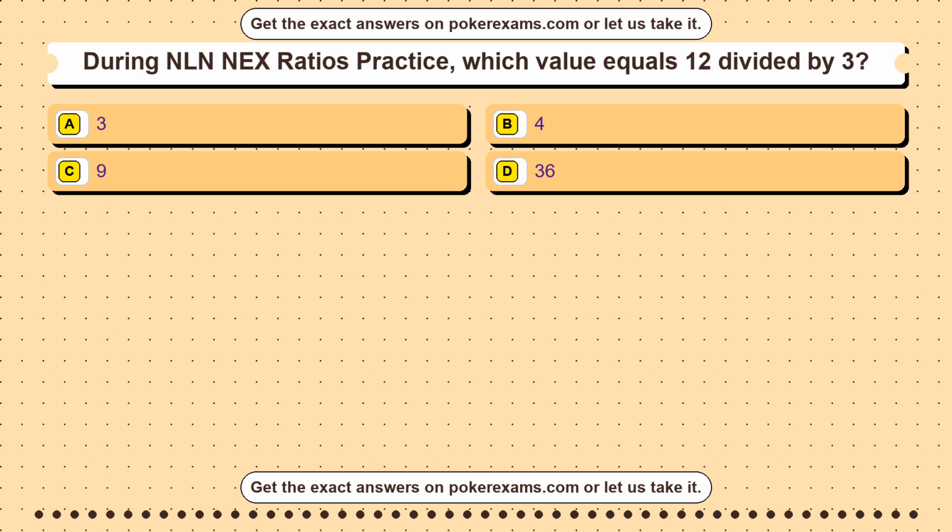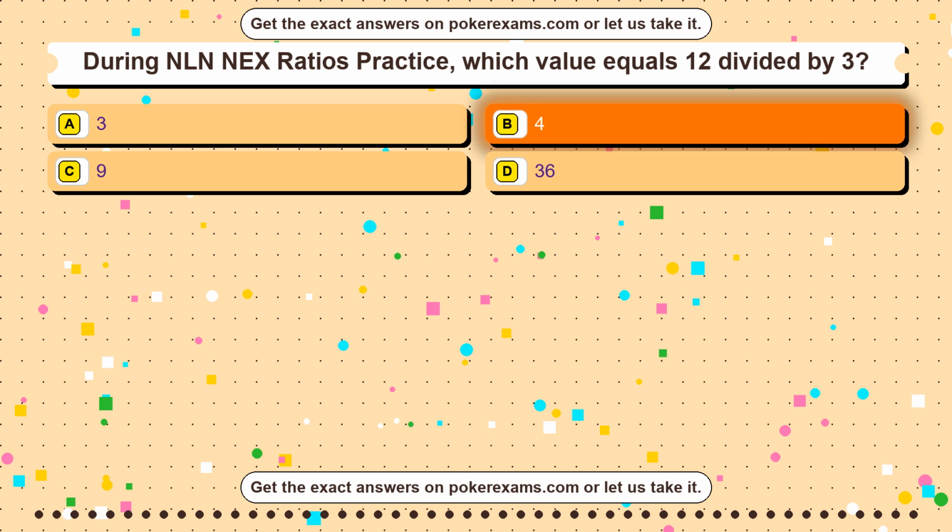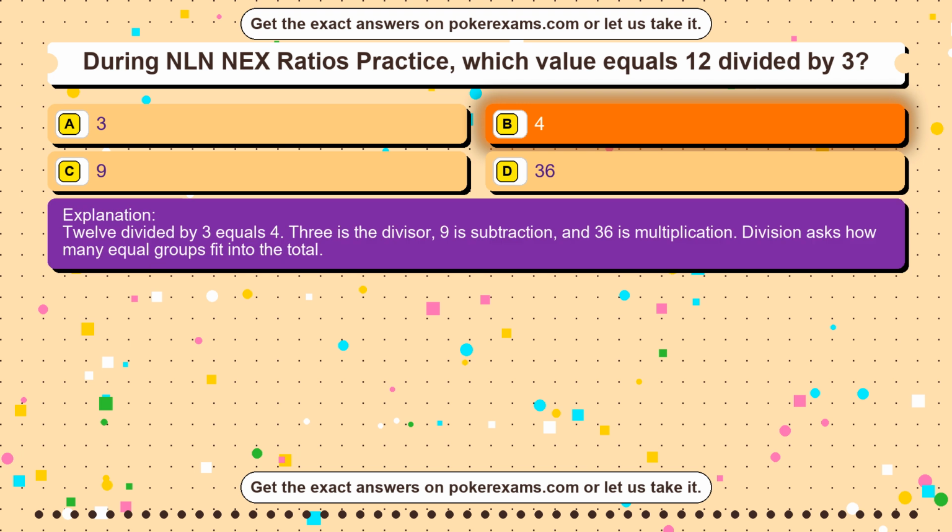Question 1. During NLN NEX Ratios Practice, which value equals 12 divided by 3? Option A 3. Option B 4. Option C 9. Option D 36. The correct answer is option B, 4. 12 divided by 3 equals 4. 3 is the divisor, 9 is subtraction, and 36 is multiplication. Division asks how many equal groups fit into the total.